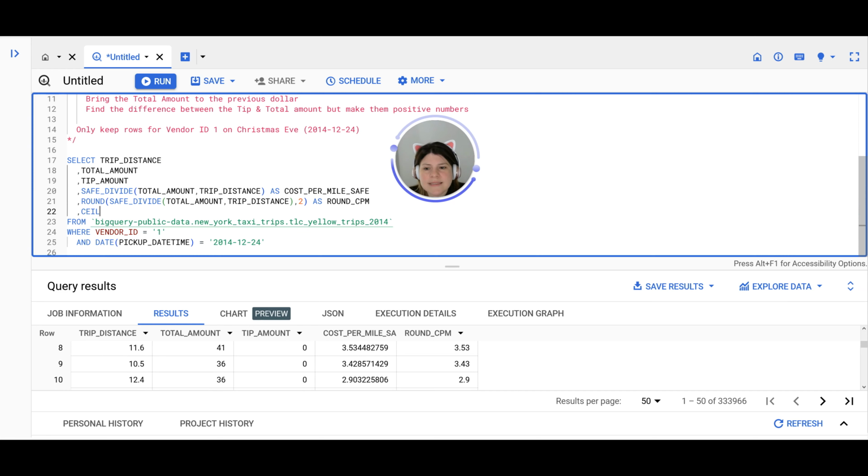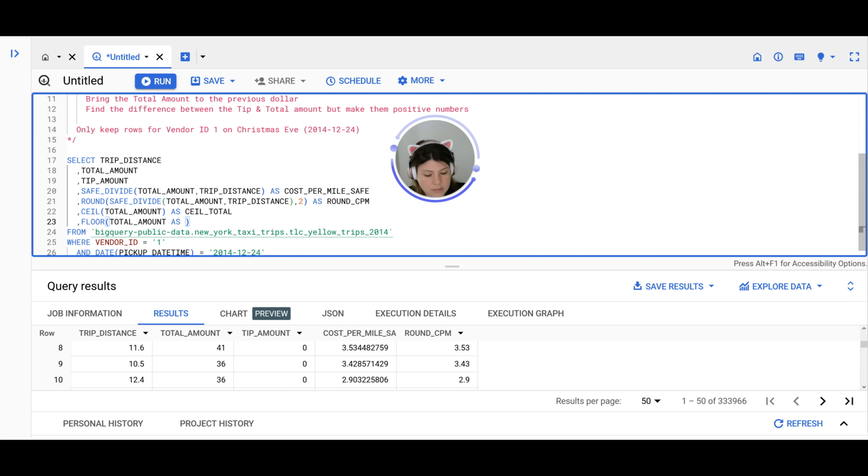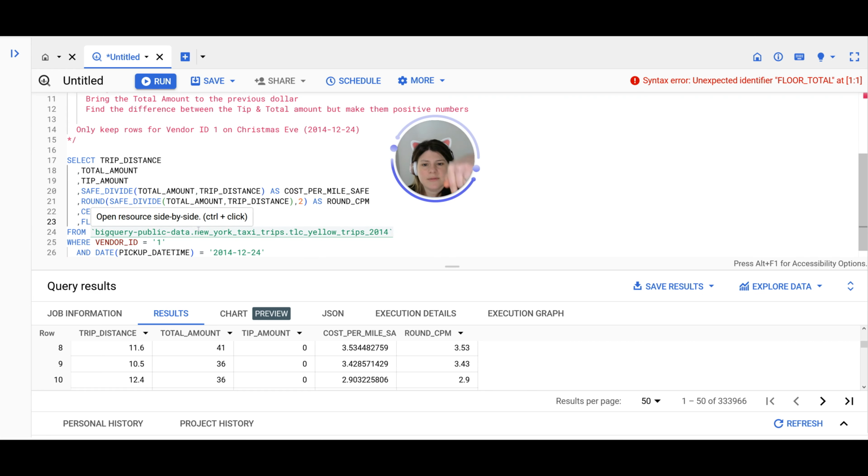So we do the CEIL, or the ceiling, of total amount as CEIL total, and floor of total amount as floor total. Floor, he's going to bring you down to the floor. So he's going to say, I don't care how many cents you have after that dollar, you're going down. Likewise, CEIL says, I don't care how many cents you have, you're going up. So let's try it.